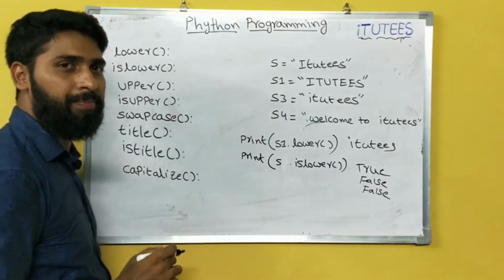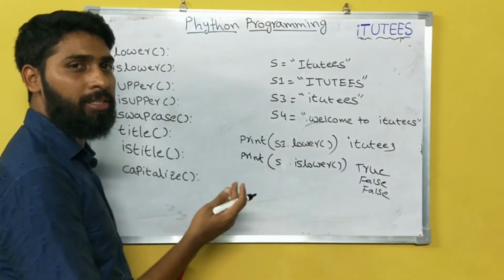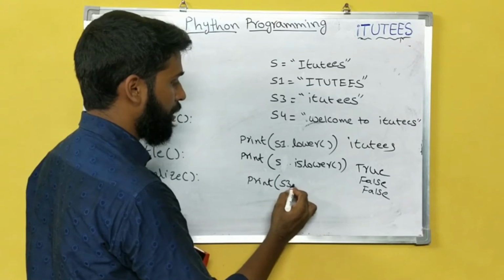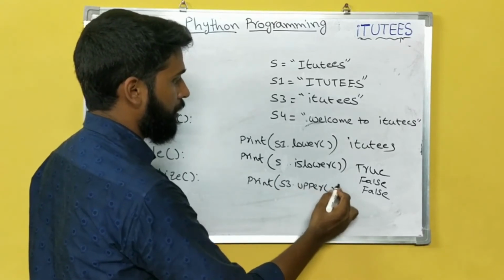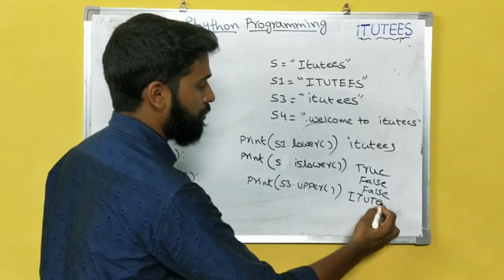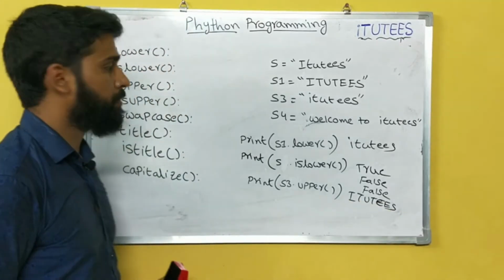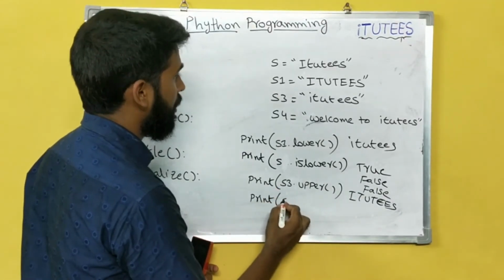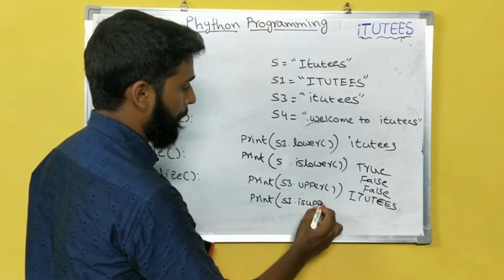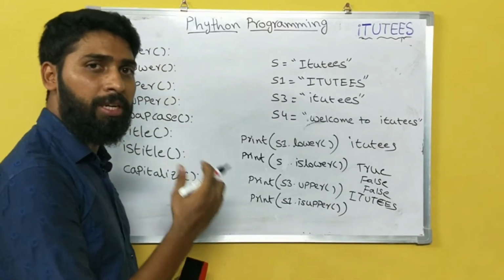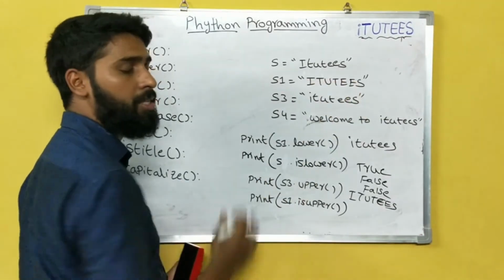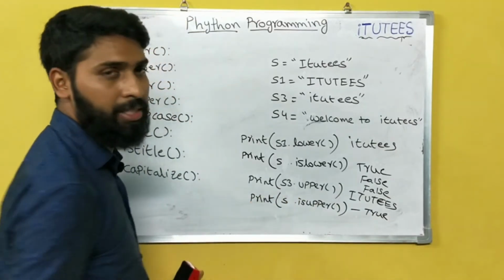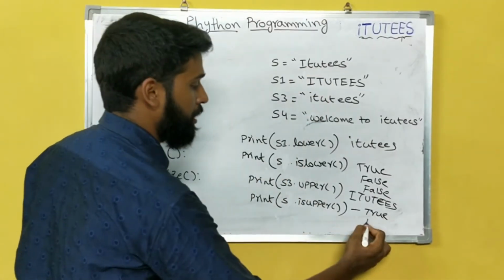Next one is upper. It prints all the letters in the form of capital. Print s3 dot upper. Then it prints all capital letters, ITUTEES. Same like that, isupper. Print s1 dot isupper. This function returns true if all the characters in the string are capital letters. In this case it is true. If I am using s, only the first letter is capital, so it returns false.